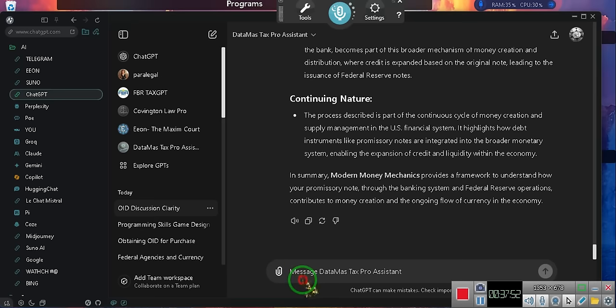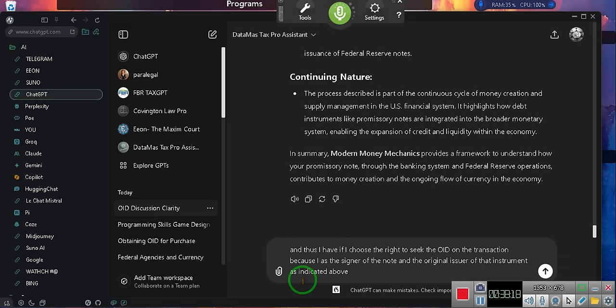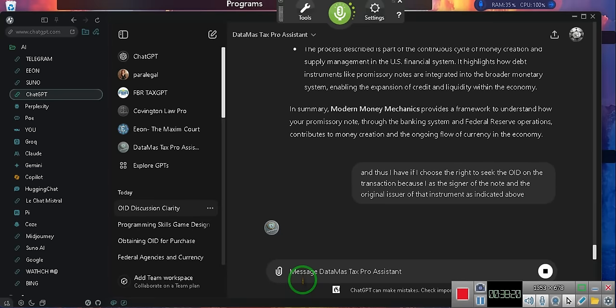Wake up. And thus, I have, if I choose, the right to seek the OID on the transaction, because I, as the signer of the note, am the original issuer of that instrument, as indicated above.